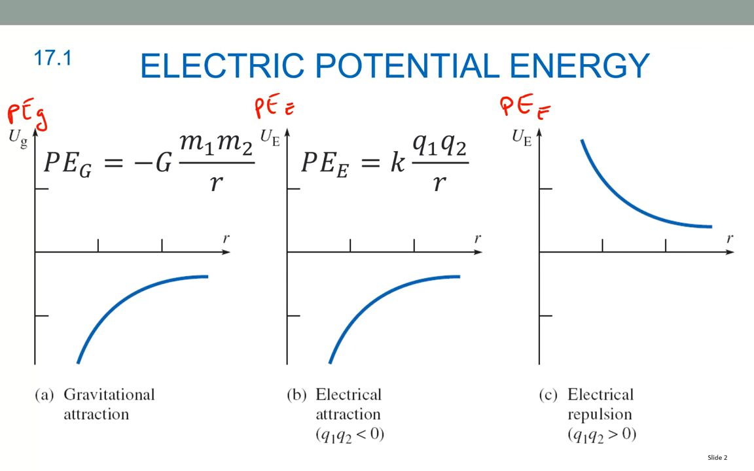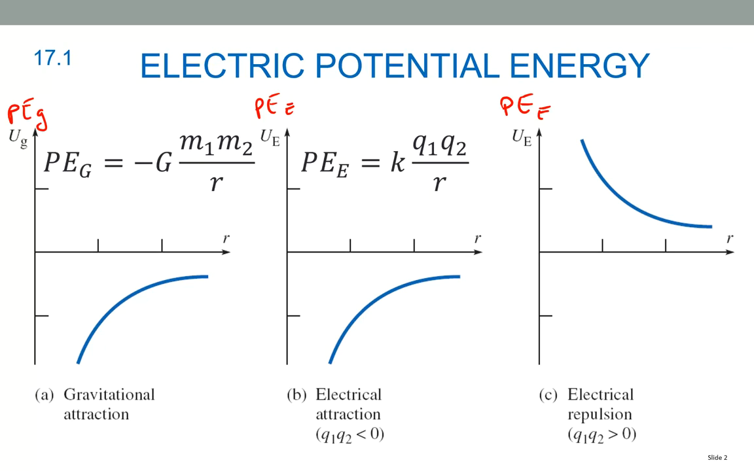Now if we go to charges, the first picture, Q1 times Q2 is less than 0. So one is a positive charge and one is a negative charge. In that case, Q1 times Q2 is a negative value, and so we have K times a negative value divided by R. It looks exactly the same, so you have the same shape.